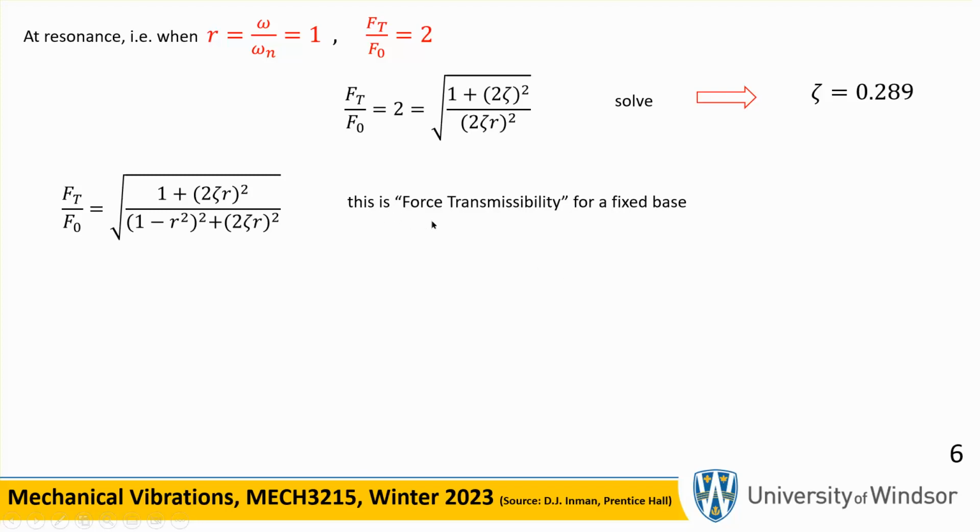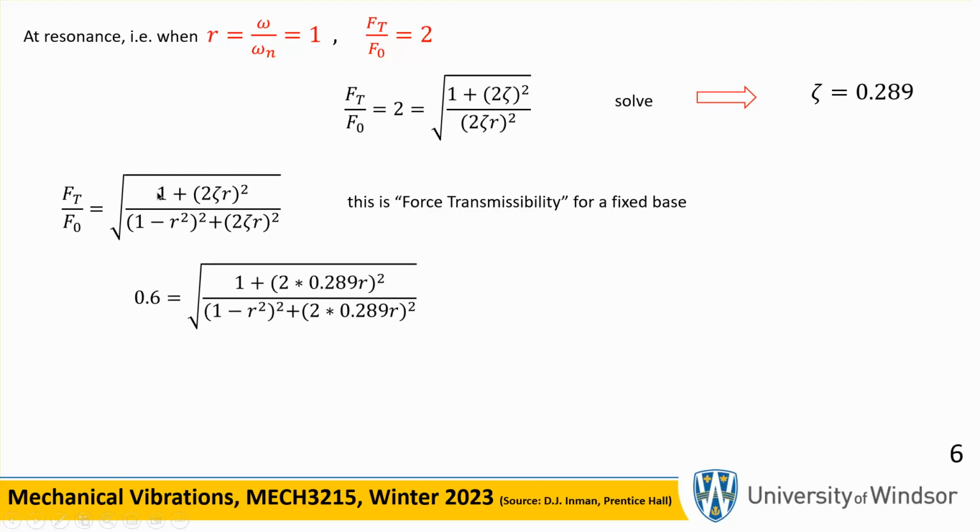So this was the expression. We want this ratio to be 0.6. And we just found the damping ratio. In here, we solve and we get the value of R. R is the ratio of the applied load frequency over the natural frequency. Now, applied load frequency is 4 hertz. We're told that it's 4 hertz.